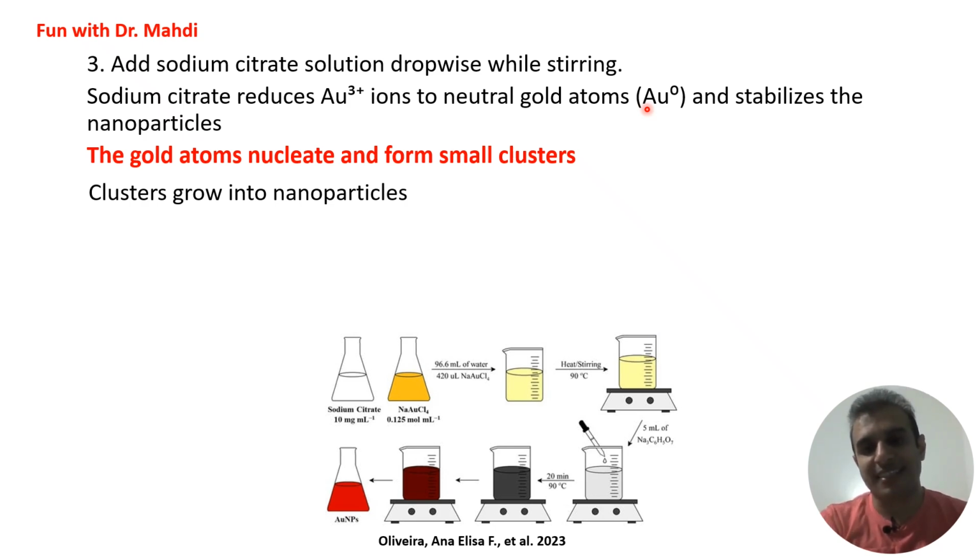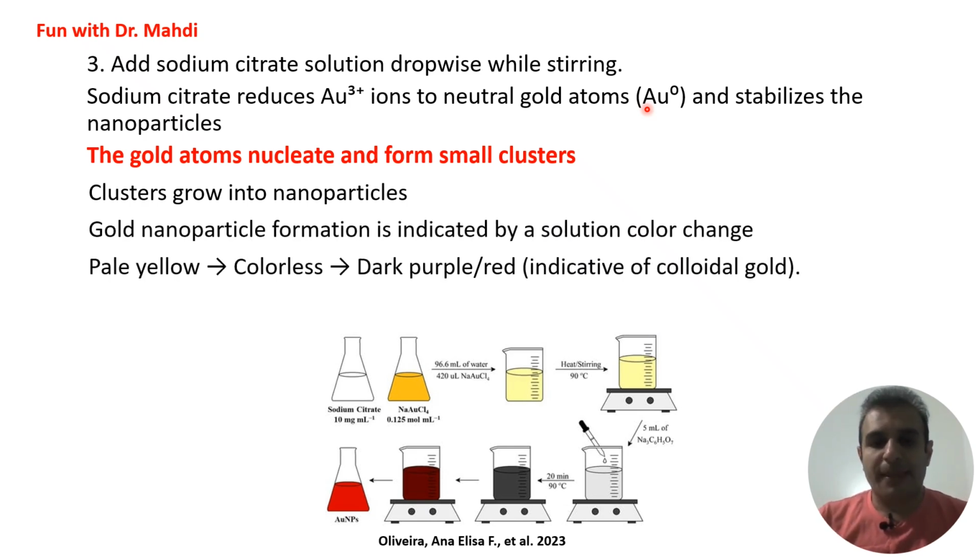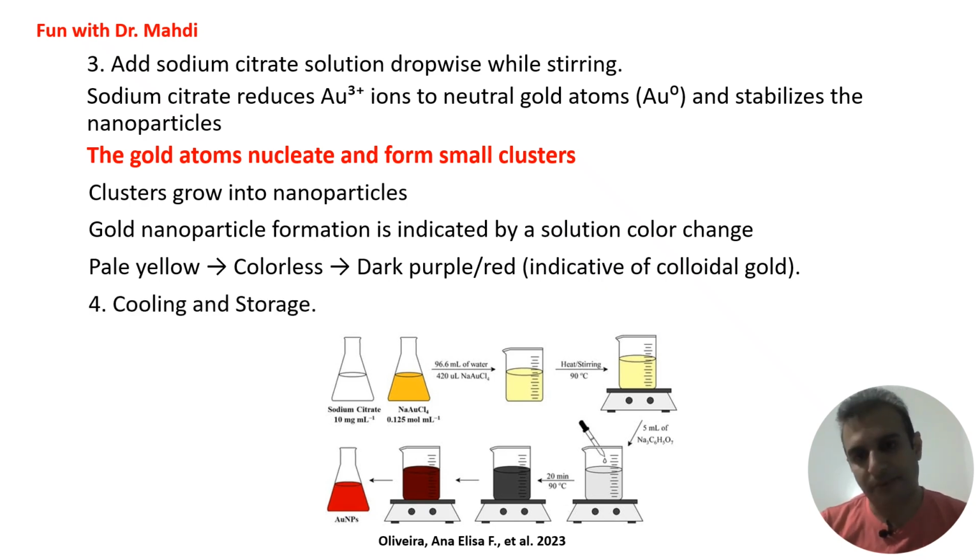But the question is here, when can we stop the reaction? I suggest you follow the color. In the beginning, the color is pale yellow, and after that it will be colorless, and then dark purple, and at the end it's red. When it's red, it means now you have nanoparticles, nanogold, with size between 10 to 100 nanometers inside your solution. It's time to stop the reaction, decrease the temperature, and after that you can store your nanogold.